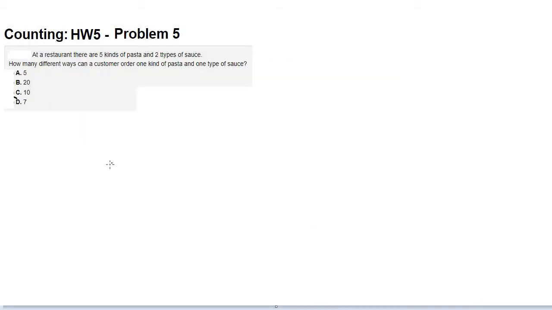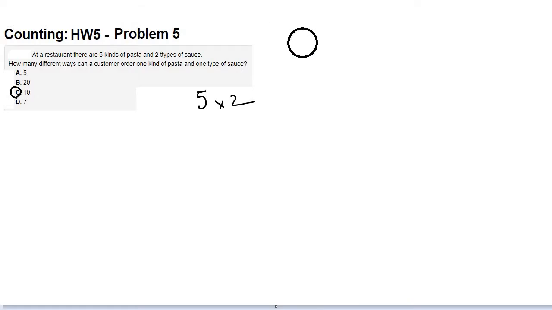Problem number 5. At a restaurant, there are 5 kinds of pasta and 2 types of sauce. How many different ways can a customer order 1 kind of pasta and 1 type of sauce? This is a simple multiplication rule. This is going to be 5 times 2, which is 10. It is important to understand this multiplication rule, so I would like to illustrate, because more complicated questions are based on this theory.